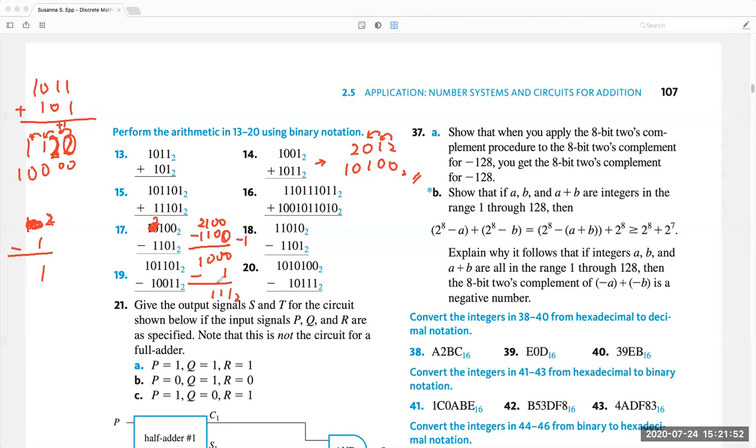Okay. So wait, what did you minus 1? Because the original number was 1101. So then to make it faster. Oh, okay. Yeah.